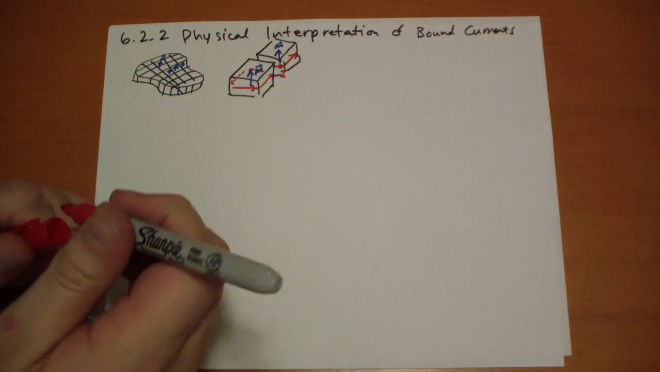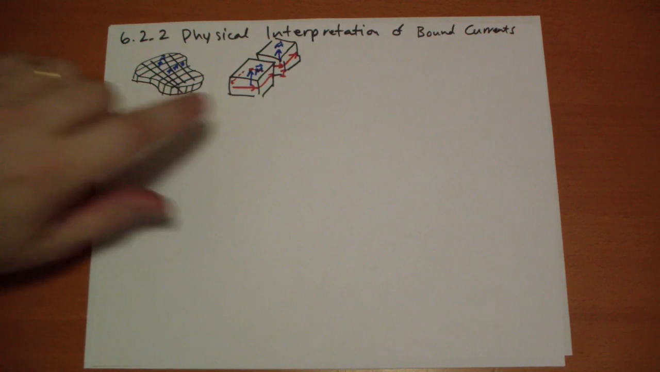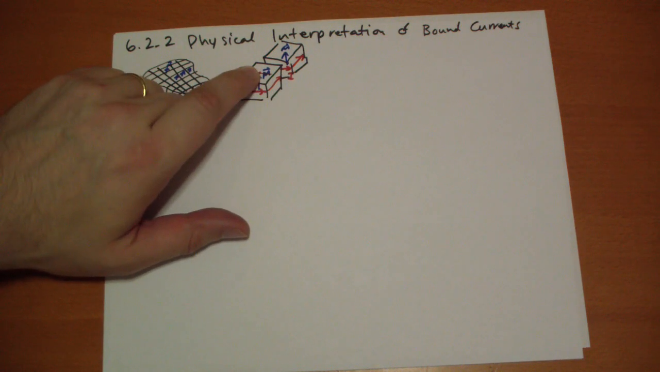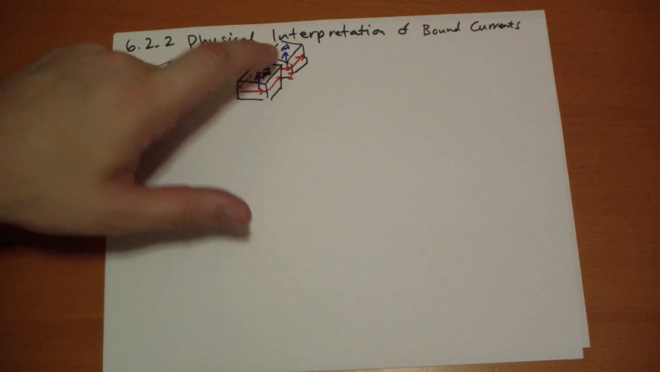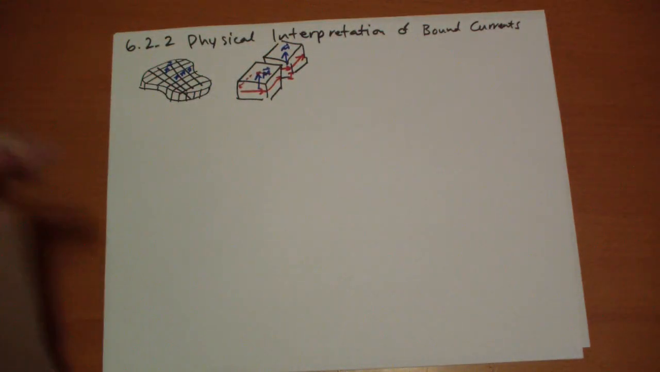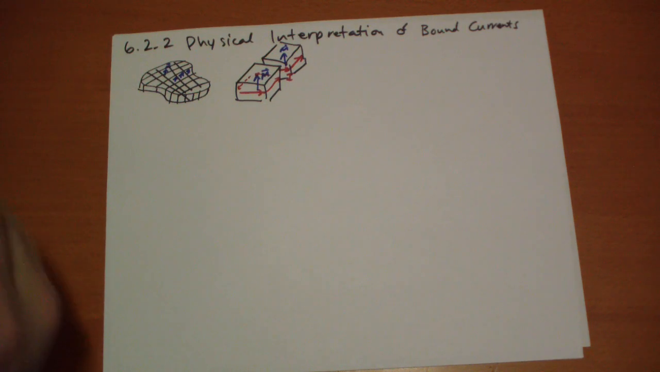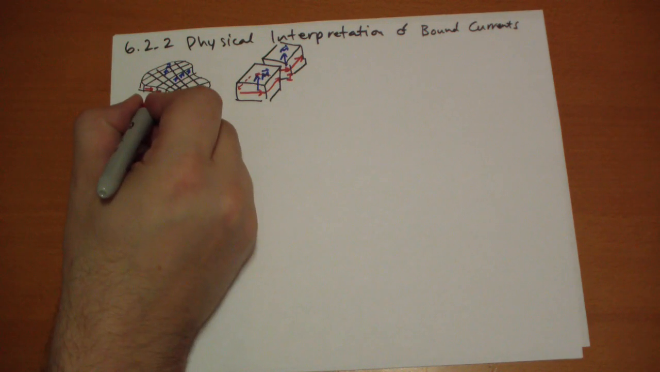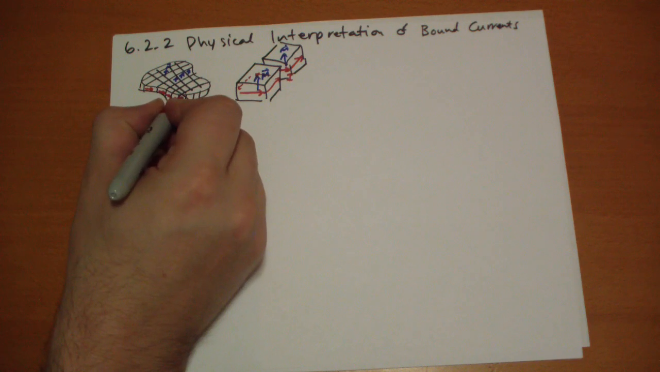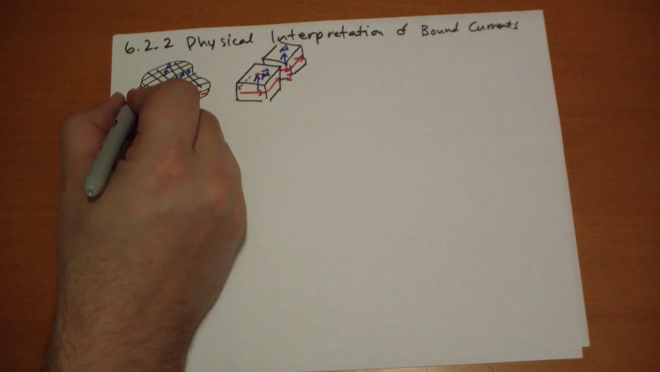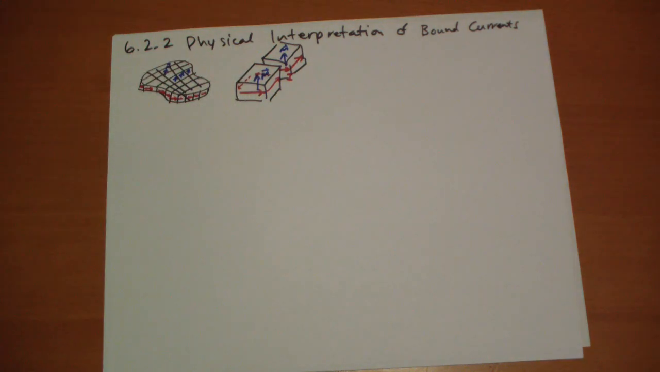Except in this case, if you look, on this block the backside is flowing backwards, and on this block the backside is flowing frontwards. And so when you stick these two together, the currents will cancel. Now where they don't cancel is on the edges. So basically what you get is the current from all the uncanceled edges of that material.